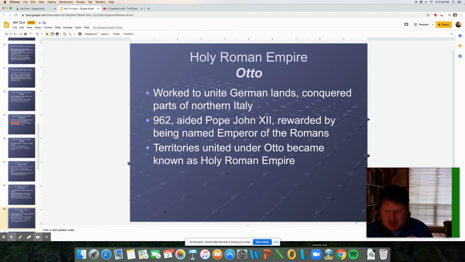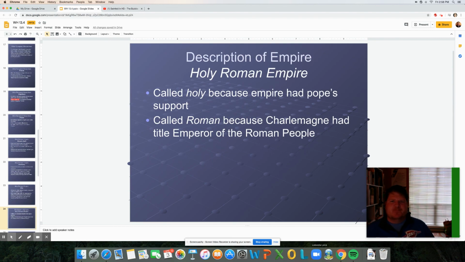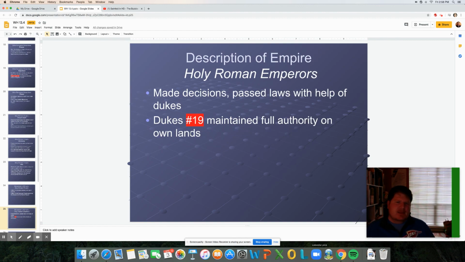Now, remember that Charlemagne did get crowned Emperor of Rome, but he wasn't the Holy Roman Empire. We're still the Kingdom of the Franks. The Holy Roman Empire was called holy because the emperors had the Pope's support, and called Roman because of Charlemagne, and had the title of Emperor of the Roman people. So that's, again, what I just brought up. Your answer to number 19 is right there. Who made decisions during this time? You had laws passed by the dukes, who maintained full authority over the land. So dukes is your answer to number 19.